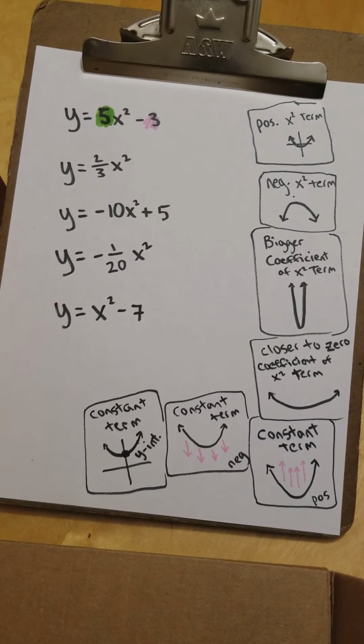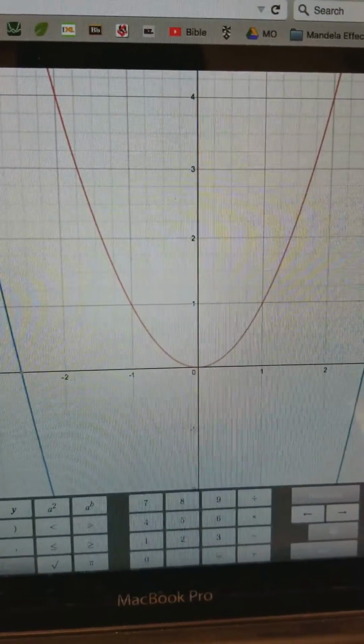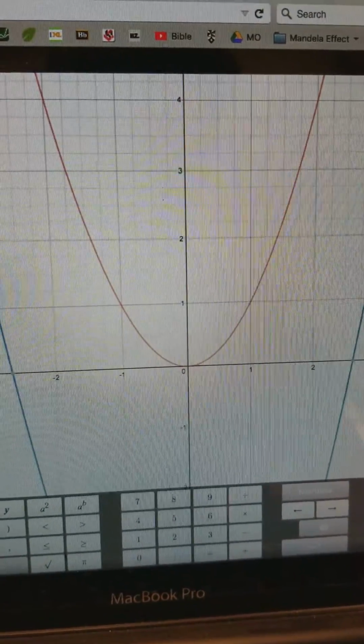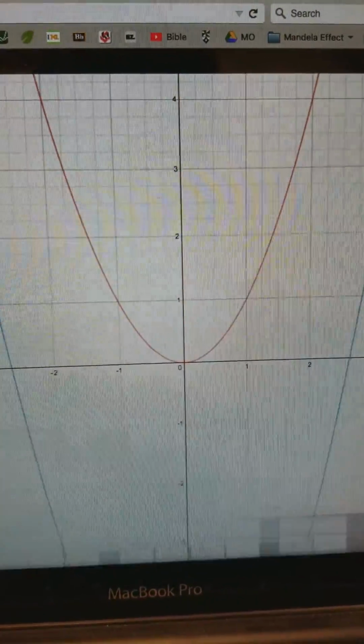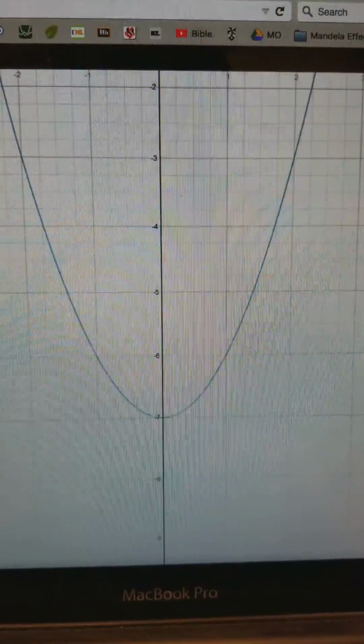And last one, we have y equals x squared minus 7. You see the coefficient of the x squared term is 1, so it's just going to be the regular width, and it's going to be shifted down 7. And x squared is a positive term, so it's going to be a smiley parabola. Alright, here it is. The way I have the graph zoomed, it's just so far down. If we go down to check it, there it is at -7, looking just normal.